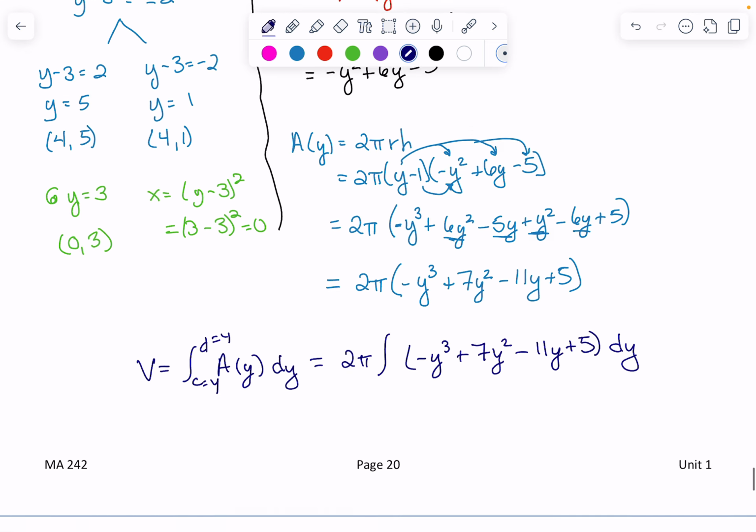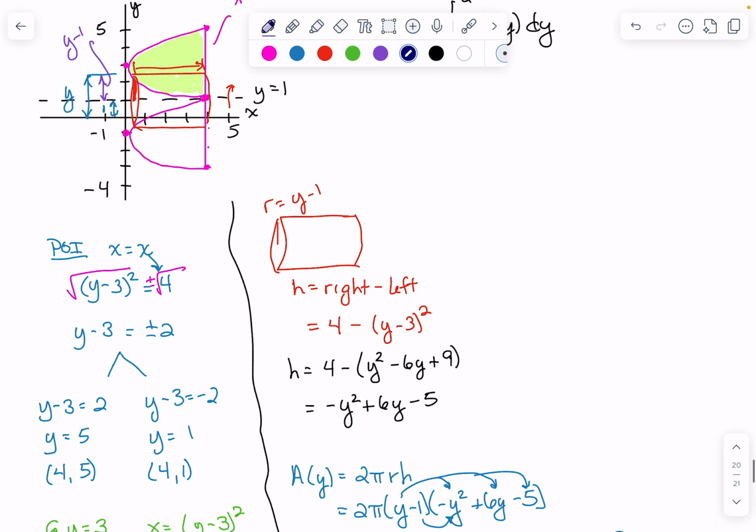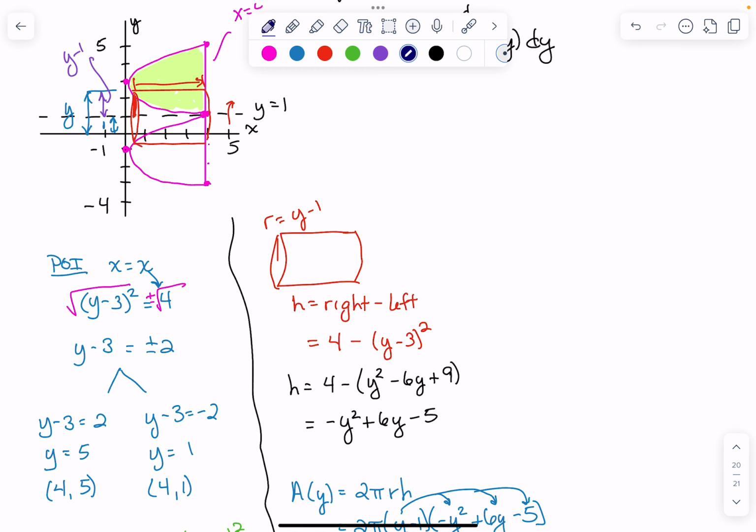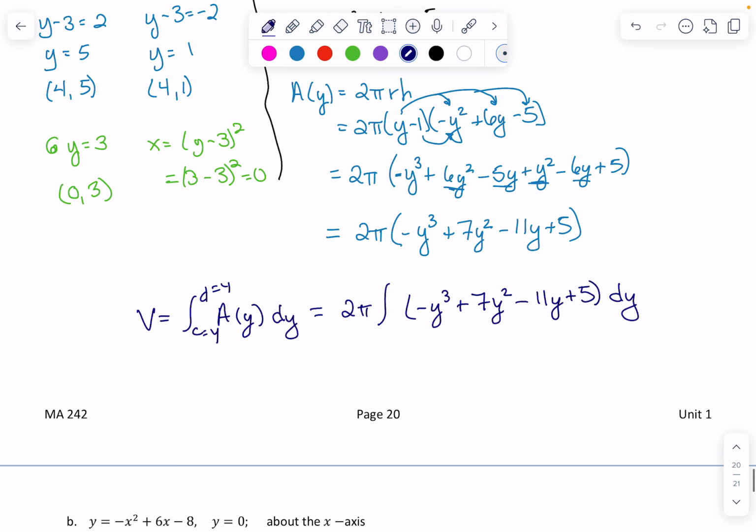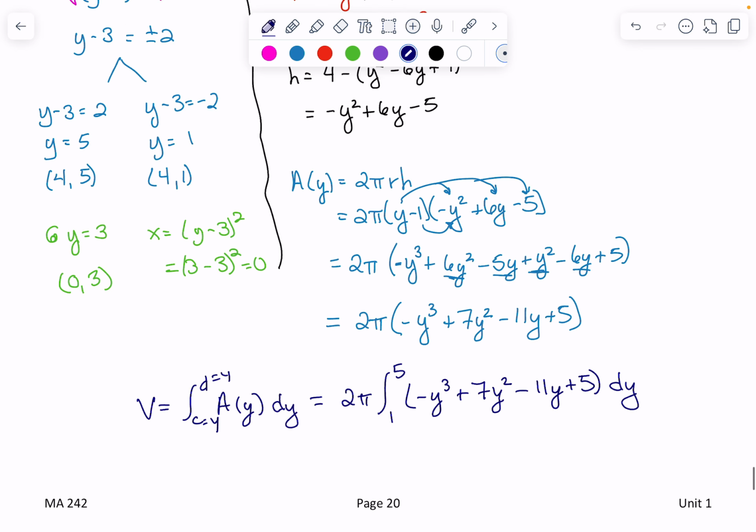So let's go back up to our picture. I'm looking at just that green shaded part. My lowest y value is 1. My biggest y value is 5, right? So from right here to right here. And so I'm going to put my limits of integration from 1 to 5, all right? From there, all you've got to do is integrate, much like that last problem. You're just going to integrate each term separately and then sub in upper limit minus lower limit, and you can find your integral, all right?